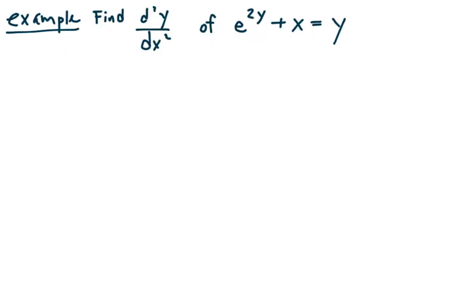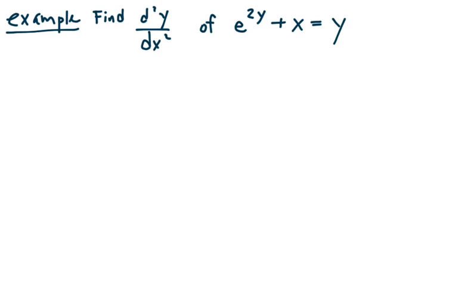Okay, so now suppose we want to find the second derivative, and we have to use implicit differentiation. How do we approach that? So here we want to find the second derivative of e to the 2y plus x equal to y. Okay, so let's start by just finding the first derivative. So I'm going to take the derivative of the whole equation with respect to x.